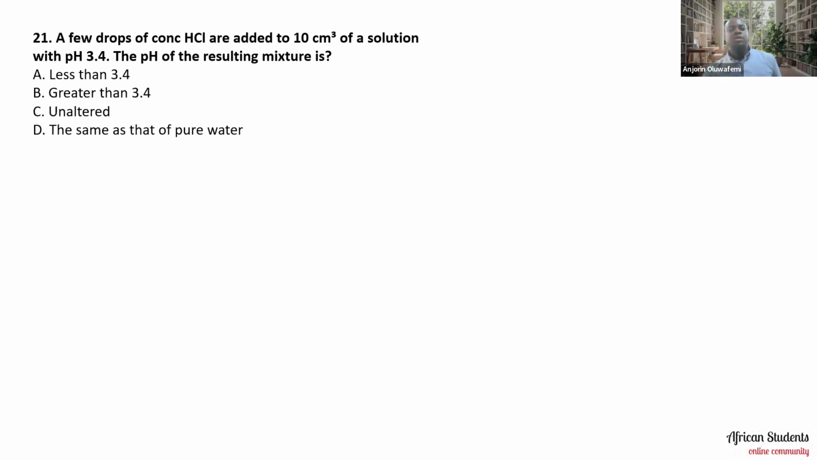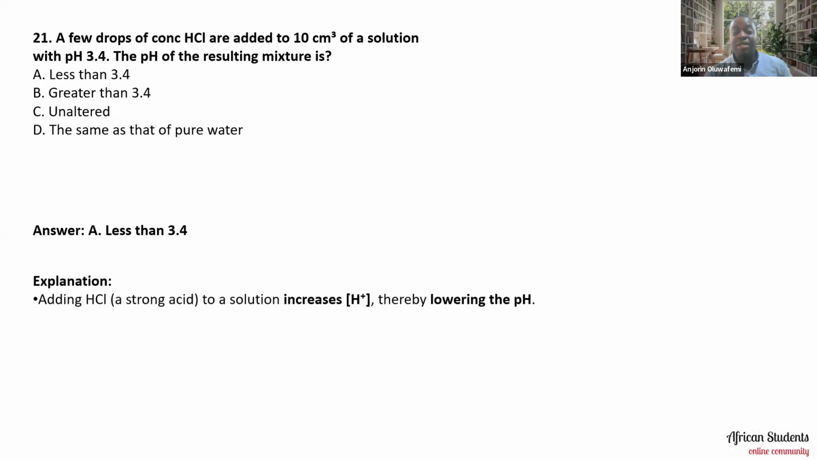A few drops of concentrated HCl are added to a 10 cm cube of a solution with pH 3.4. The pH of the resultant mixture is less than 3.4, greater than 3.4, unaltered, or the same as that of pure water. The answer is A, less than 3.4. Adding HCl, a strong acid, to a solution increases the hydrogen ion concentration, thereby lowering the pH.